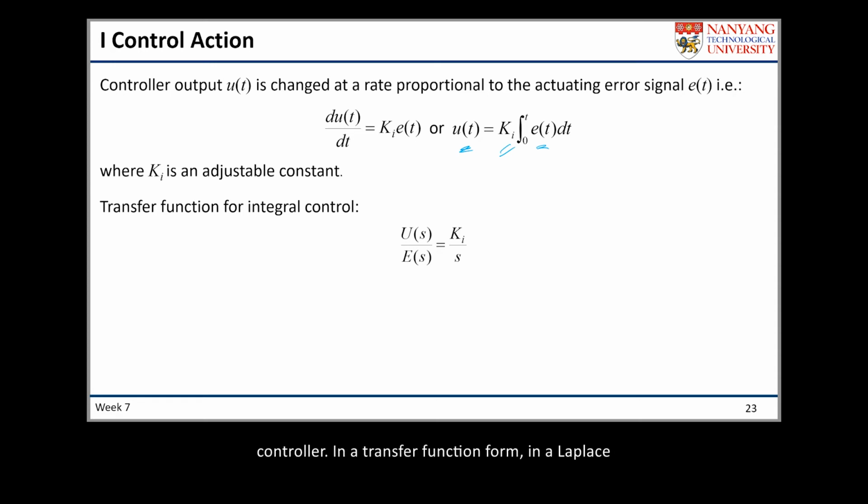In transfer function form, in the Laplace domain, the relationship between U and E is represented by this equation. So this is the third controller action. After the first one, on-off, we discussed proportional. Now the other one is the I controller, integral controller. Again, remember the relationship between U and E is represented by an integral operation here.